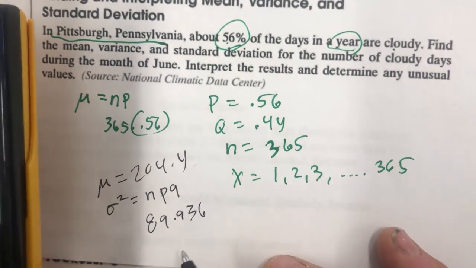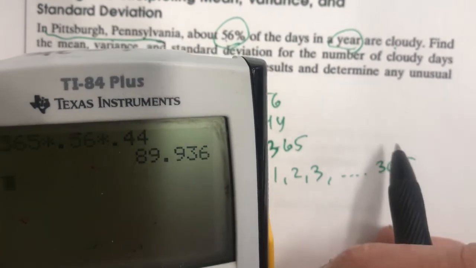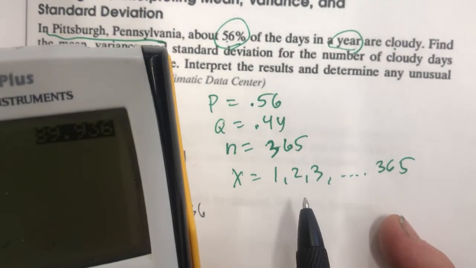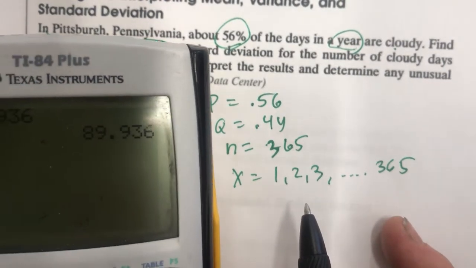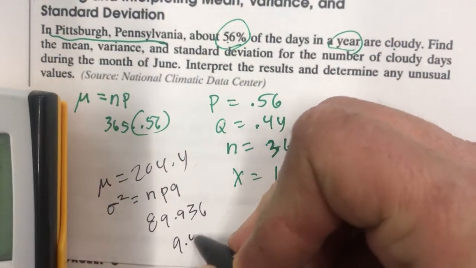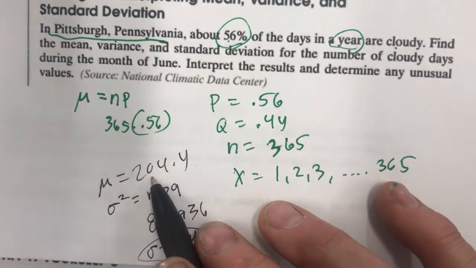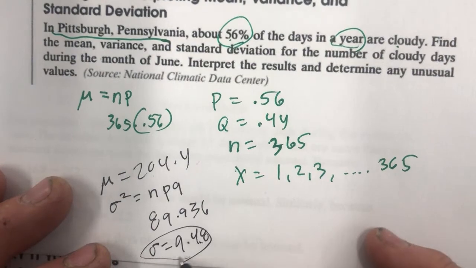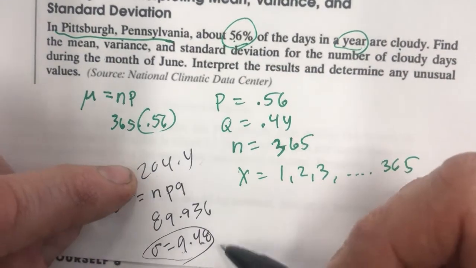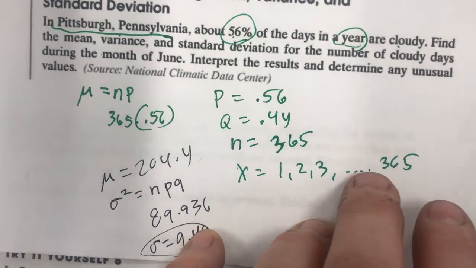And then my standard deviation, I do the square root of that answer. We'll do the square root of that answer, 9.48. That's my standard deviation right there. Which means the average of this is 204, but it fluctuates 9.48, which means most people are going to be 204 plus this or 204 minus that. They'll be in that little range. That's what the standard deviation means.